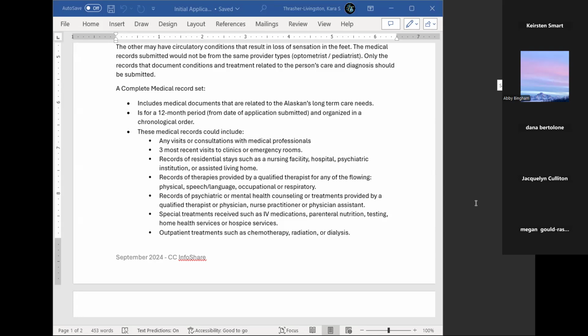Records of psychiatric or mental health counseling or treatments provided by a qualified therapist, physician, nurse practitioner, or physician's assistant. A complete record set can include special treatments such as IV medications, parenteral nutrition, testing, home health services, or hospice services. Also, outpatient treatments such as chemotherapy, radiation, or dialysis.